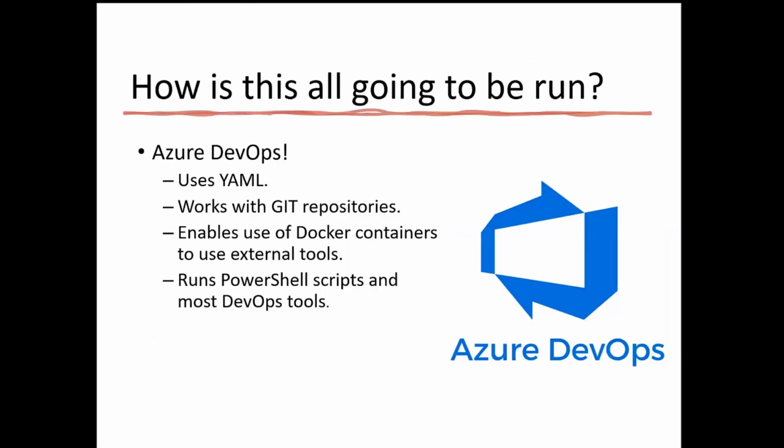So how are all these fancy tools going to be run? I'm going to be using Azure DevOps, which uses YAML and works with Git repositories. One of the really nice things about Azure DevOps is that it makes working with Docker containers much easier. You just put them in a resource list, and then you have them as your target, and it all just runs beautifully. It also runs PowerShell scripts and just about every other DevOps tool you're going to need. So it's really good for working with Azure environments because it's basically built with Azure in mind.